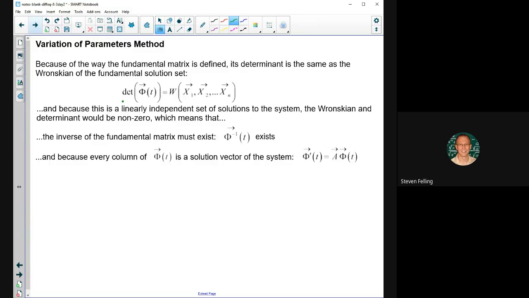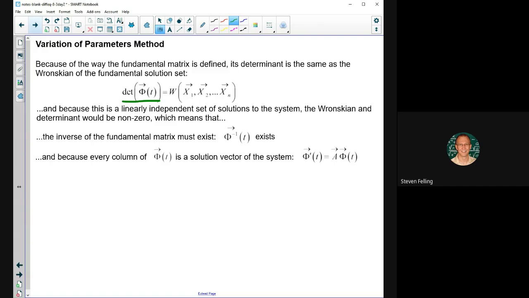The determinant of that turns out to be, if you carefully look at when we define the Wronskian for a solution set, it matches the form of the Wronskian of those solutions. And therefore, because this is a linearly independent solution to the system, we know that the Wronskian, and therefore the determinant, would be non-zero, which means that the inverse of this fundamental matrix must exist.